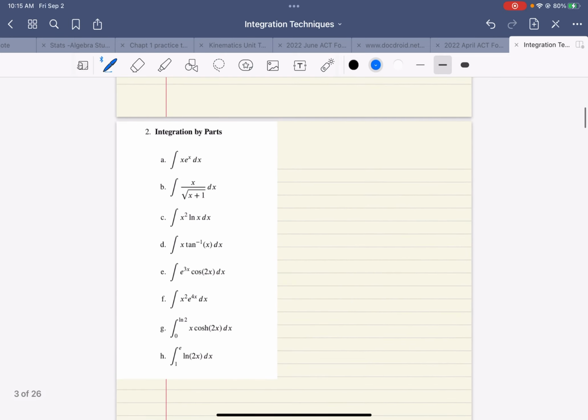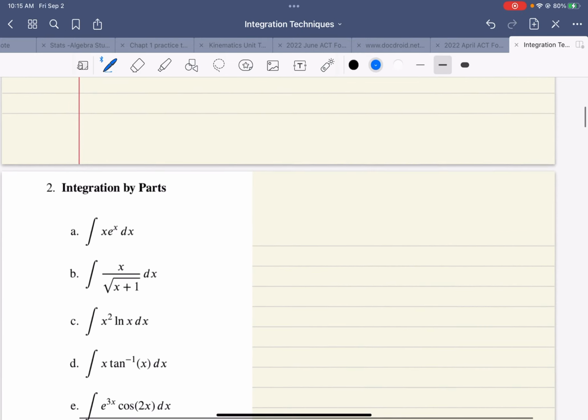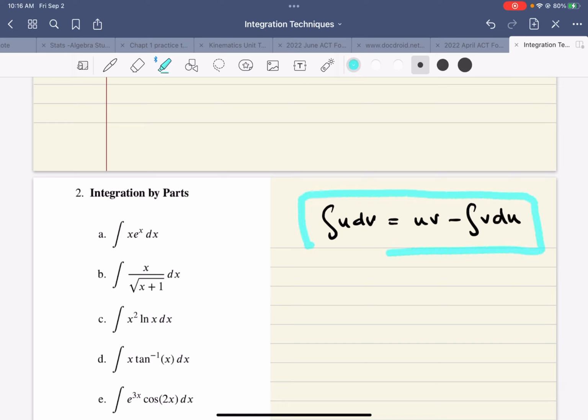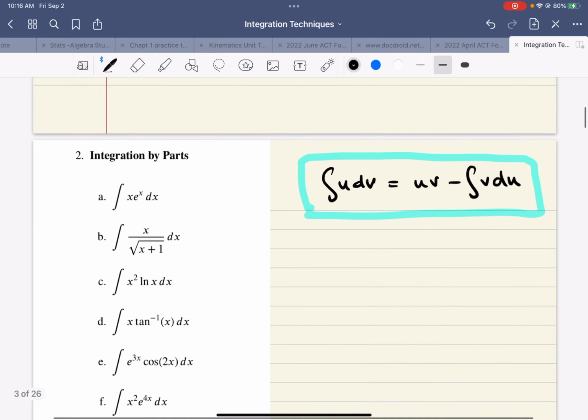Now let's move on to next topic, integration by part. What is integration by part? The formula integral u dv equals uv minus integral v du. So make sure you memorize this integration by part formula. Then let's start it. A, integral x e to the x dx. Then what is a u? U is, if you have an exponential function and polynomial, polynomial will be u always. Okay, so u is x, and dv equals e to the x dx.